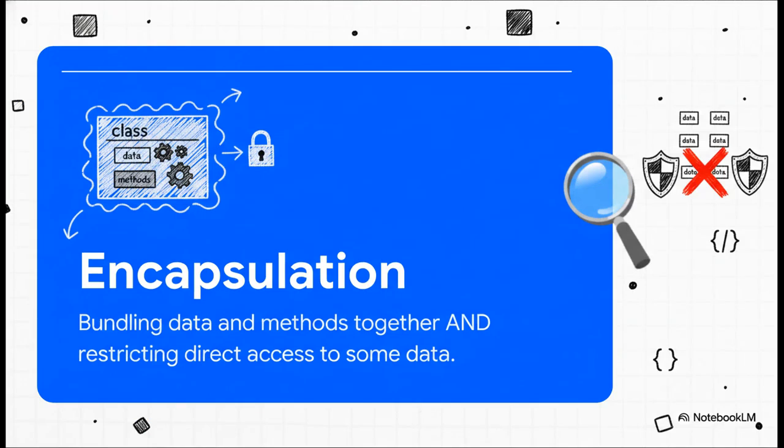Well, at its heart, encapsulation is really about two key things. First, it's about bundling. Packaging related data and the code that works on that data together into one neat little unit, an object. And second, and this is the really crucial part, it's about restricting direct access to some of that data, basically putting up a protective wall around it.